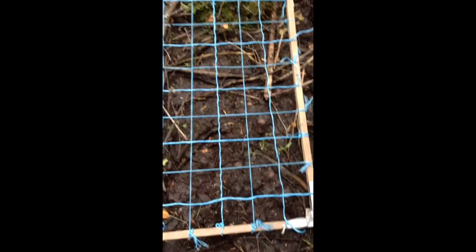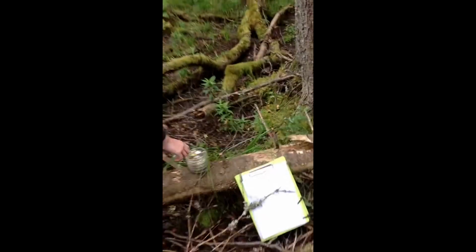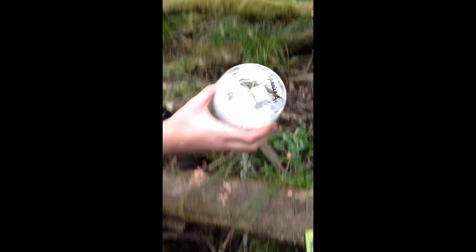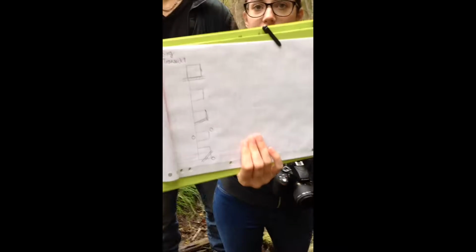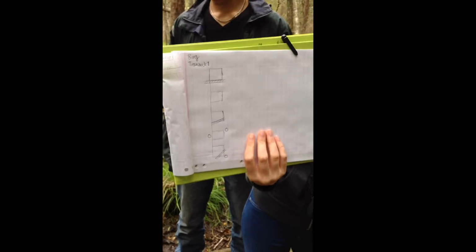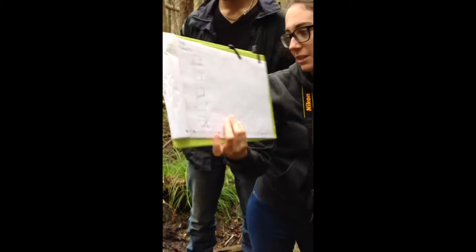And then we've got our sample pots, which are full of all the different ones that we'll ID later, as you can see here. For each of our transect lines, we've drawn a little map to show where trees and shrubs would be along the transect in case any of our data is a bit unusual and we don't understand.